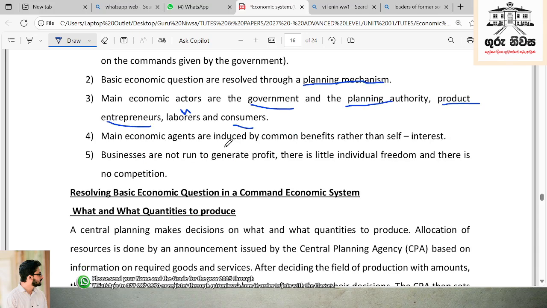Main economic agents are induced. What is meant by induced? Motivated, or influenced by common benefits rather than self-interest. Here the main point is not the self-interest but common benefits. Everyone wants to do something for society, not for themselves. Self-interest belongs to a market economy.